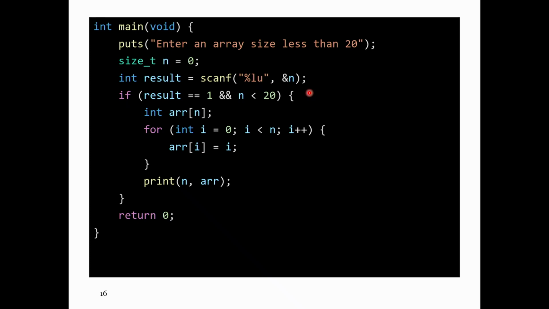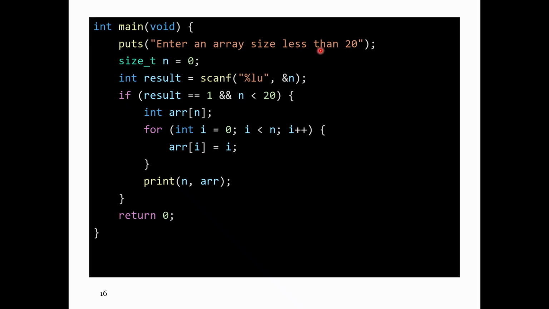Okay, so scanf returns the number of elements that were converted when you called scanf, right? So in this call to scanf, I'm asking to convert one element. So the result had better be one. If it's not one, then something went wrong, right? So for example, someone typed in some letters instead of a number.